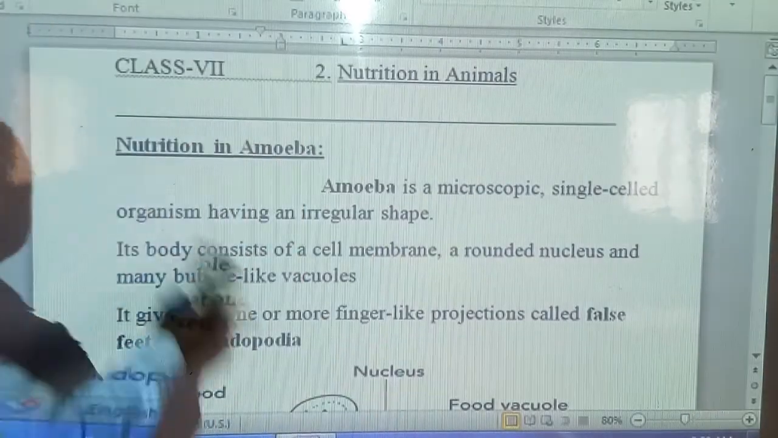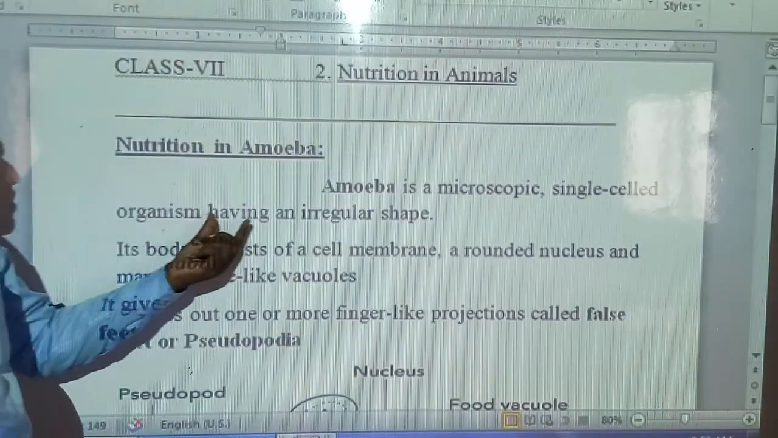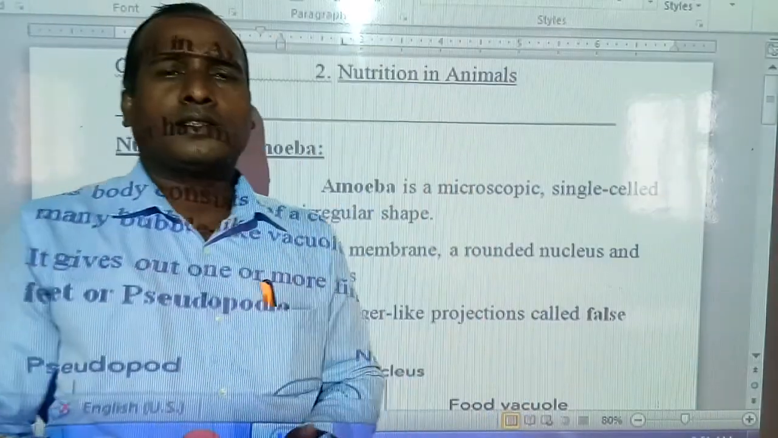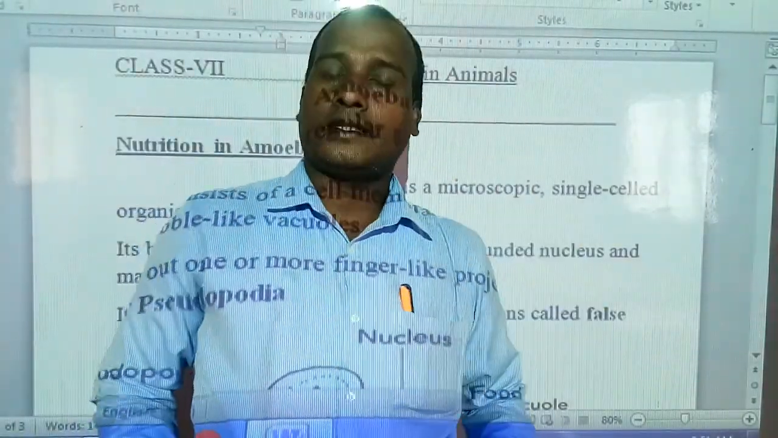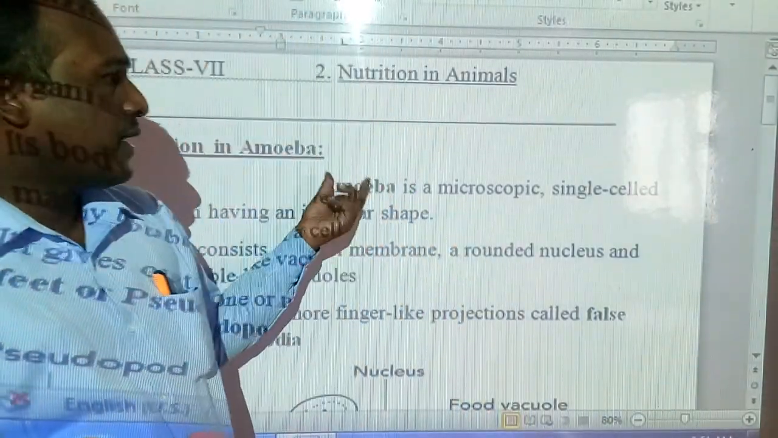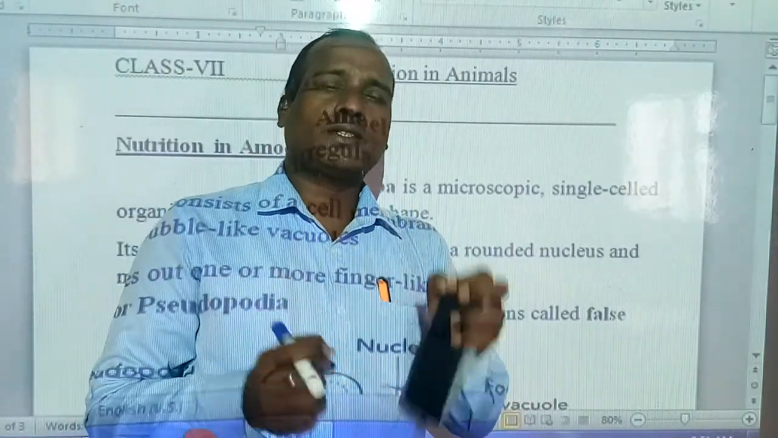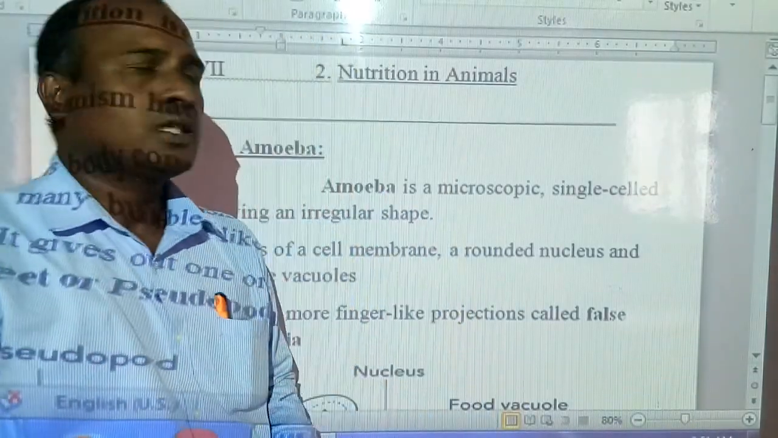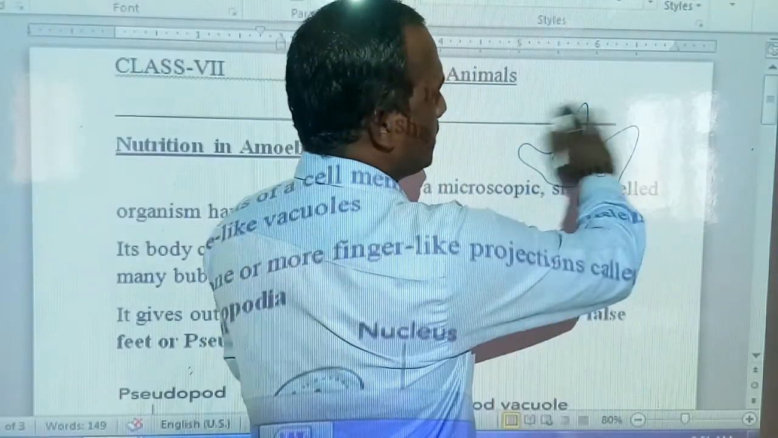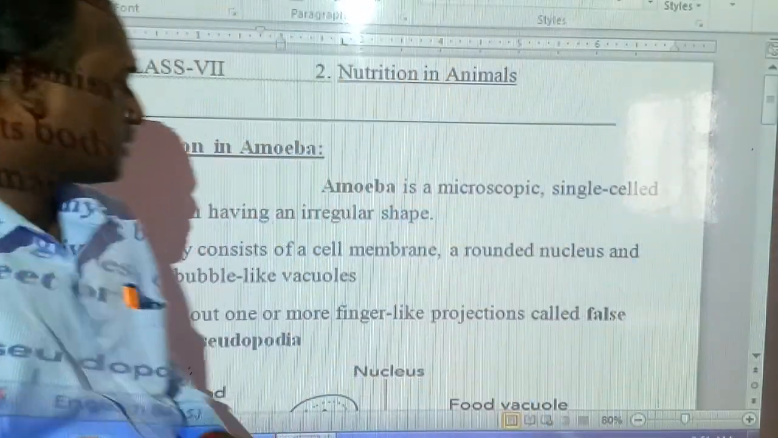Students, come on here. Nutrition in amoeba. Amoeba is a microscopic single celled organism having an irregular shape. It is one single microscopic cell. We can see it only by the microscope, not by our naked eye. It has a very small size and an irregular shape. Irregular means like this, not plain, not round or rectangle, not similar.